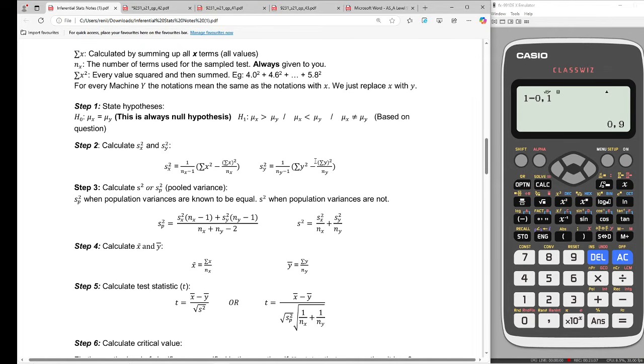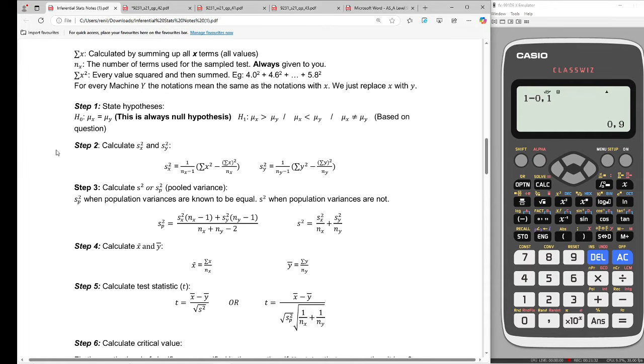There are two samples, so we need to calculate two unbiased estimates. Now we need to calculate S2 or S2p. This is where people get confused because sometimes we don't know which one to use: pooled variance or a normal unbiased estimate. So when do we use it? S2p, your pooled variance, is only used when the population variances are known to be equal.